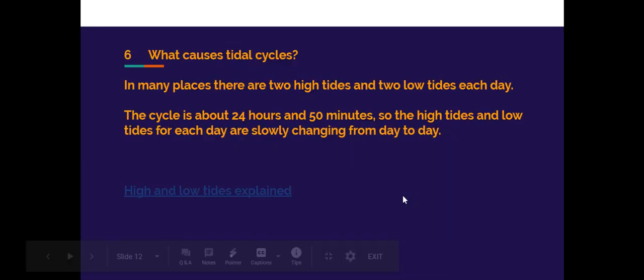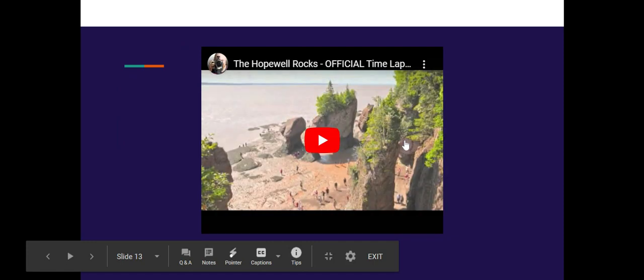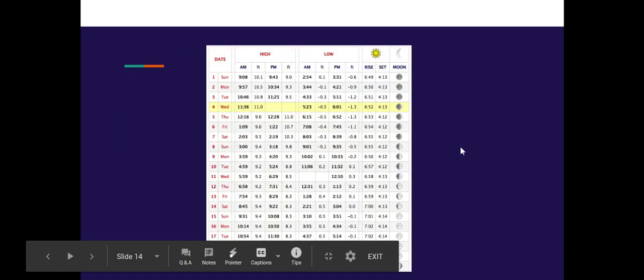All right, so there's that picture again. What causes tidal cycles? In many places, there are 2 high tides and 2 low tides each day. The cycle is about 24 hours and 50 minutes. So we're hearing stuff over and over, so this is starting to stick in your head. So the high tides and low tides for each day are slowly changing from day to day. So this is a tidal chart right here.